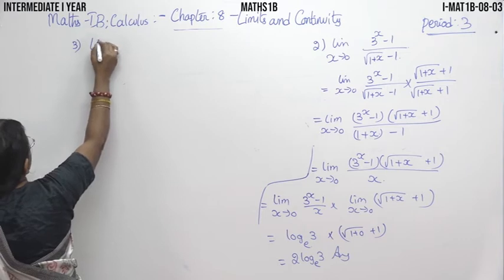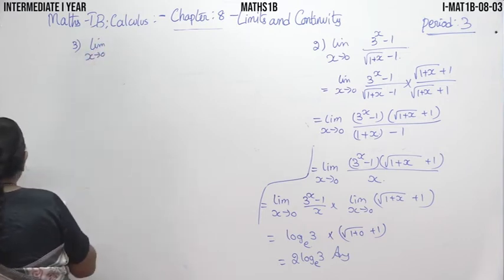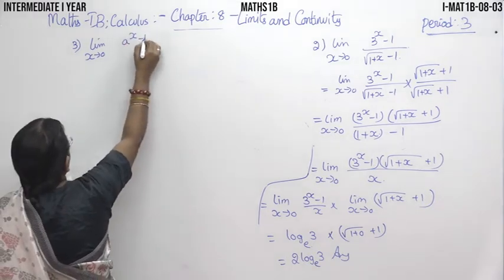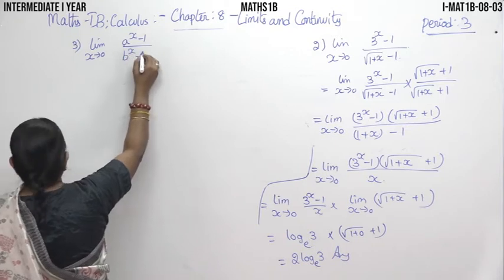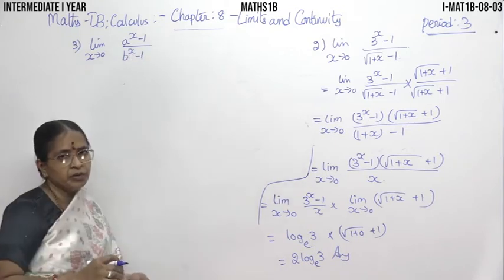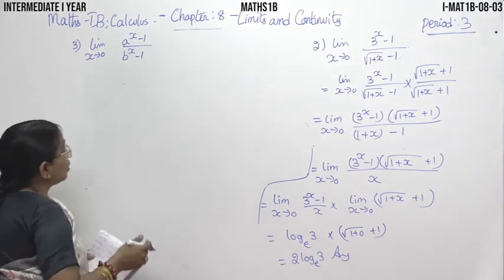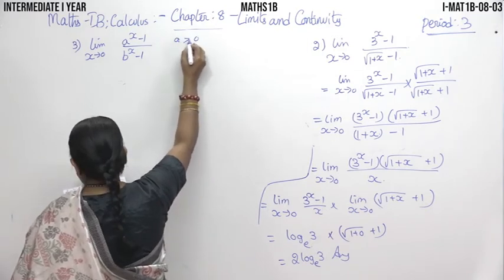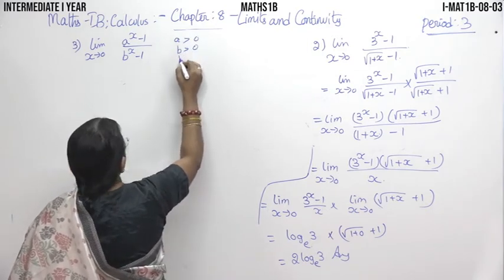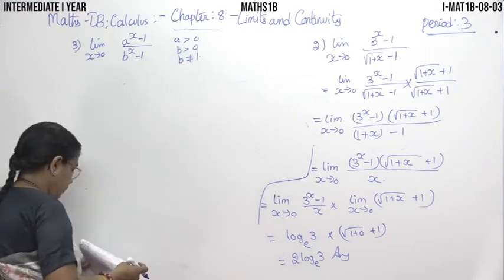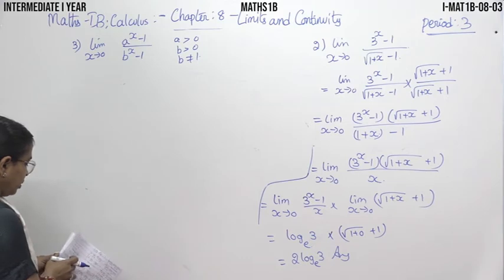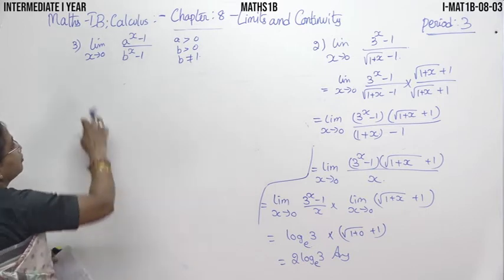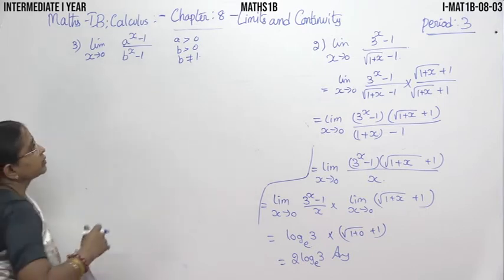Limit x tending to 0 of (a power x minus 1) by (b power x minus 1). All these problems are to compute, find the value, compute the value of these limits. Question is, b is greater than 0, b is not equal to 1. These are the problems. So find the value, compute the value, or it can be evaluate the limits, find the limits, compute the limits, like that.